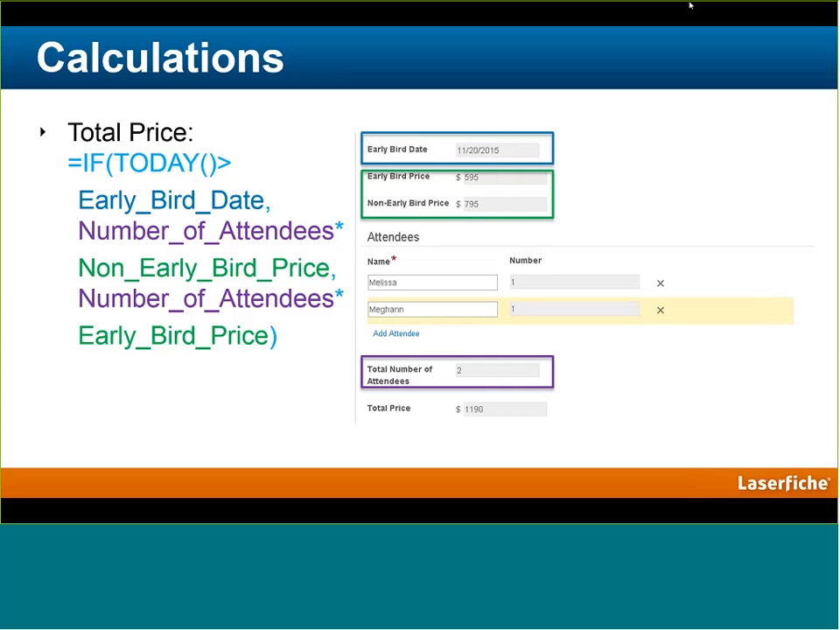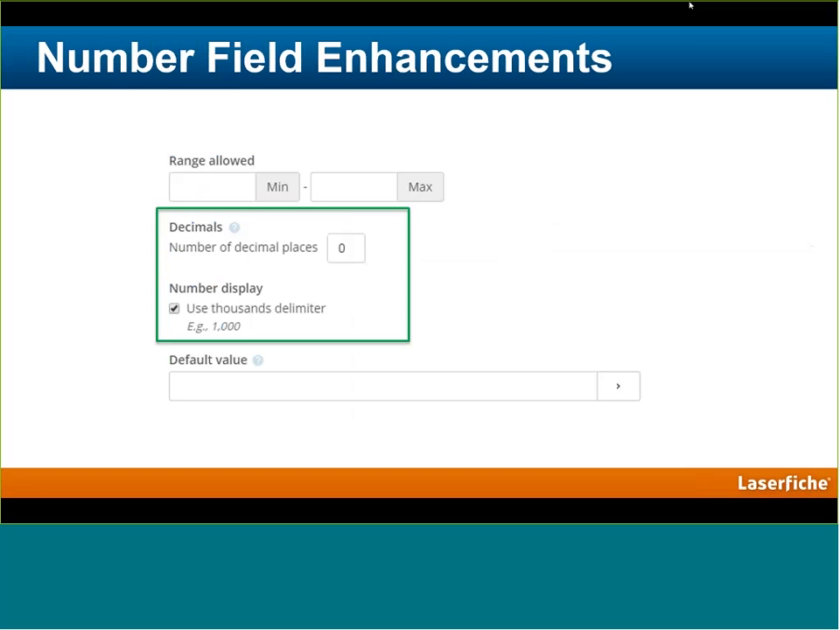Each of these calculations was an individual line and formula, just a single line, that added a large amount of power to your forms without having to do manual scripting. Alongside the calculation enhancements, the number field has also been updated. It can now include one or more decimal places and also supports automatically adding the thousands delimiter.